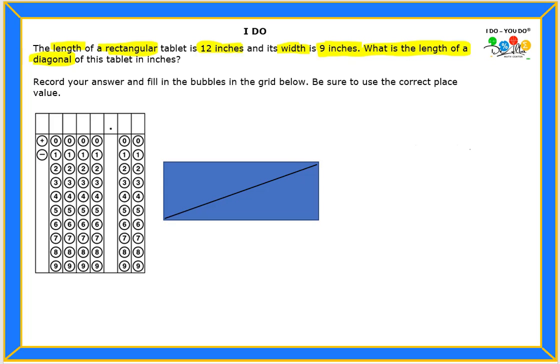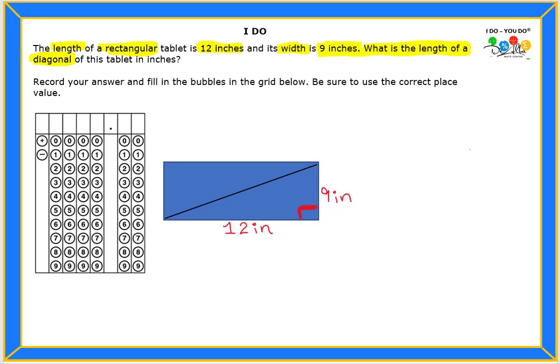Okay, so let's write the labels. We know that the length of the rectangle is 12 inches, so we will put it right here. This is my 12 inches. And it says that the width is 9, so I will write down the label for 9 inches. Okay, so I'm hoping that you can see that this is a right triangle. I can see the right angle right here.